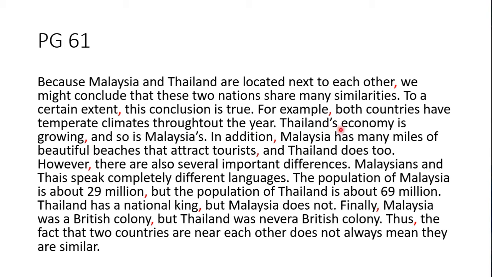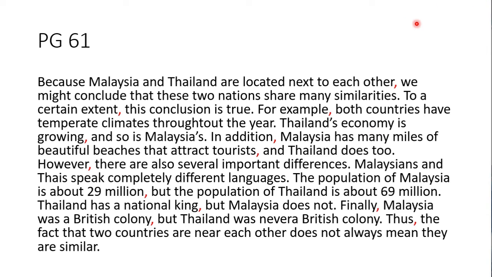So the sentence, Thailand's economy is growing, is a complete thought with a subject and a verb, and this construction, so is, replaces the verb of the sentence before it. So what that means is that Malaysia's economy is growing as well. And so that combines the two sentences. Thailand's economy is growing, and so is Malaysia's.